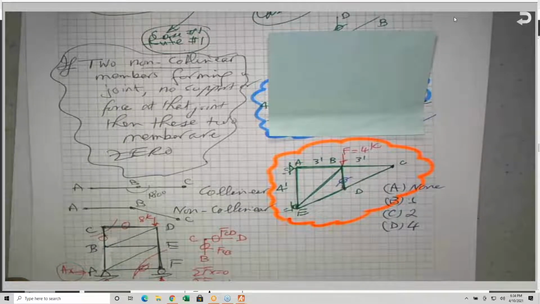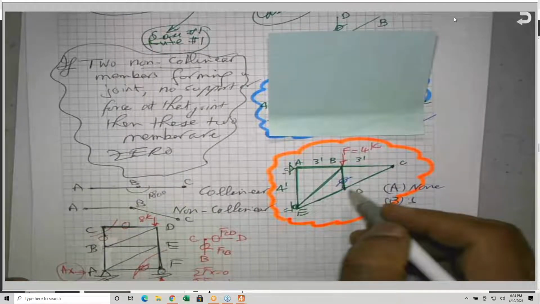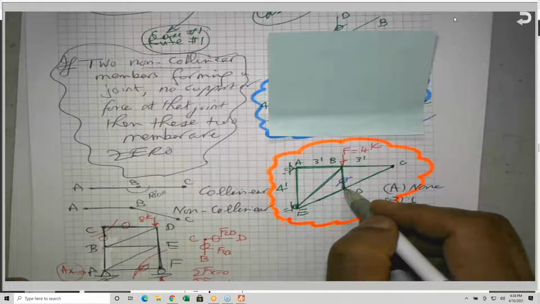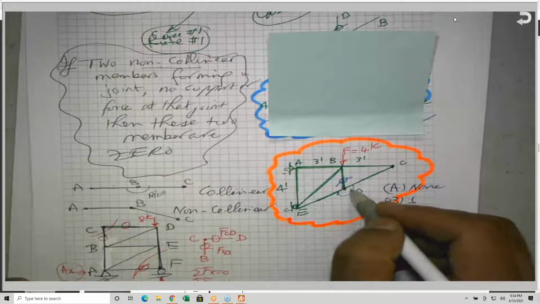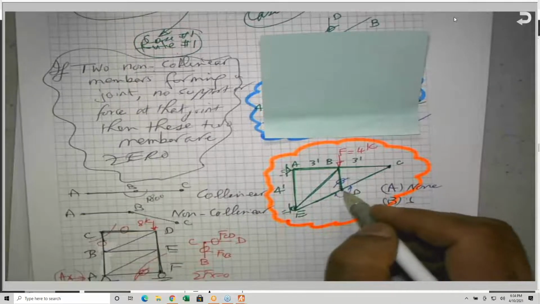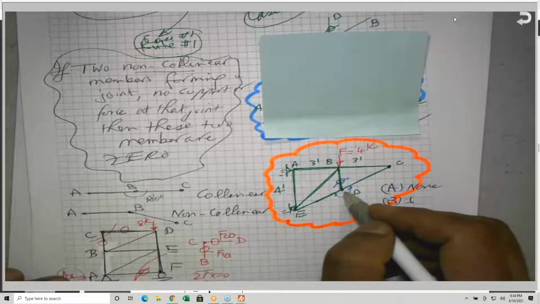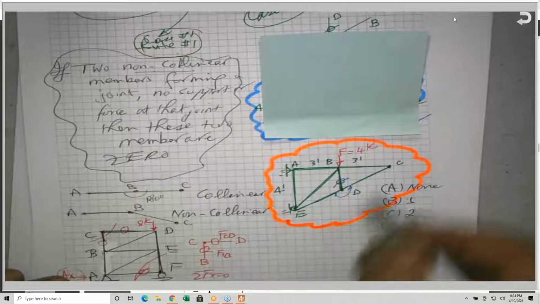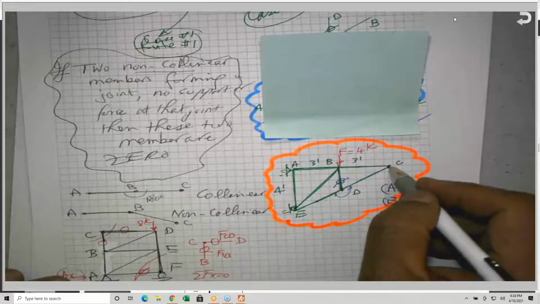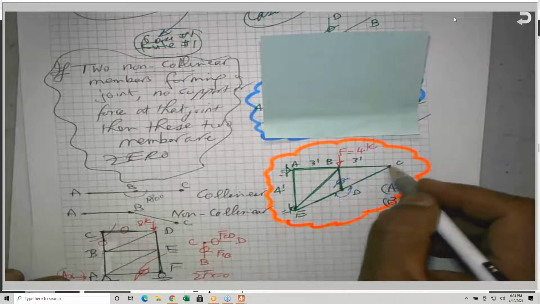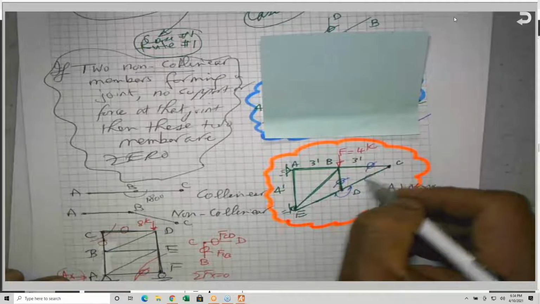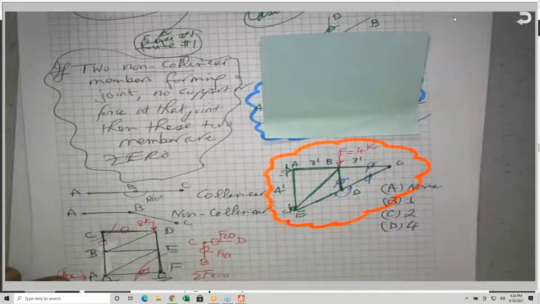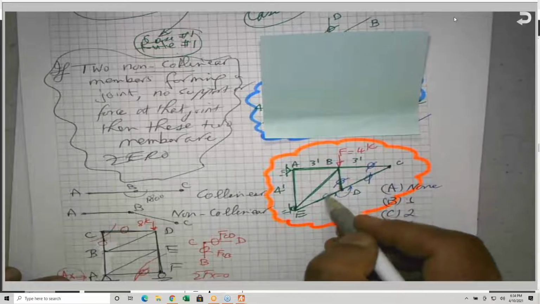I need you to know that by applying rule number 2 or case number 2: 3 members forming a joint, 2 of which are collinear, and no force or no support here, so this is 0. If you come to this joint here, 2 members forming a joint, this is 0 and this is 0. If you come here, since this is 0, this must be 0.